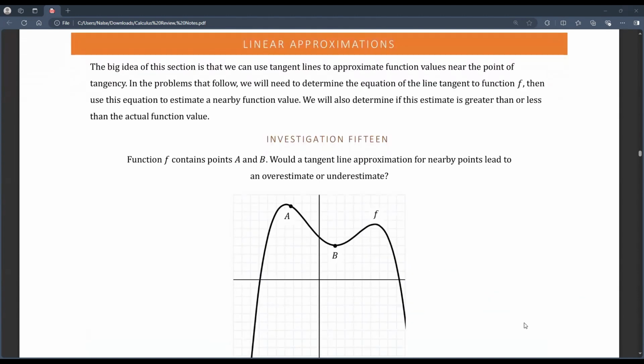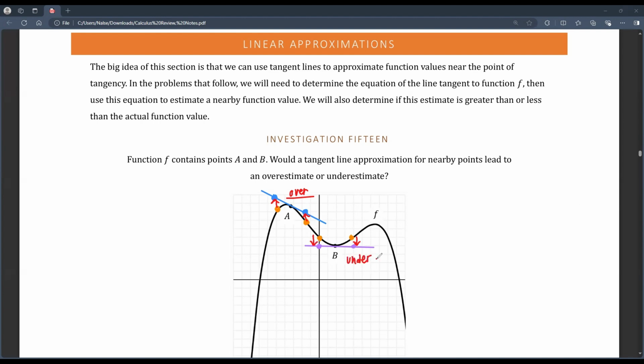A linear approximation is when we use a tangent line to estimate the value of a function. Would a tangent line approximation lead to an over or underestimate at point A? This linear approximation would lead to an overestimate because the line lies above the curve at all nearby points. But what about at point B? A tangent line at point B would lie below the curve, and the line itself would underestimate the values on the function. This is because the points on the line are lower than their corresponding points on the curve.